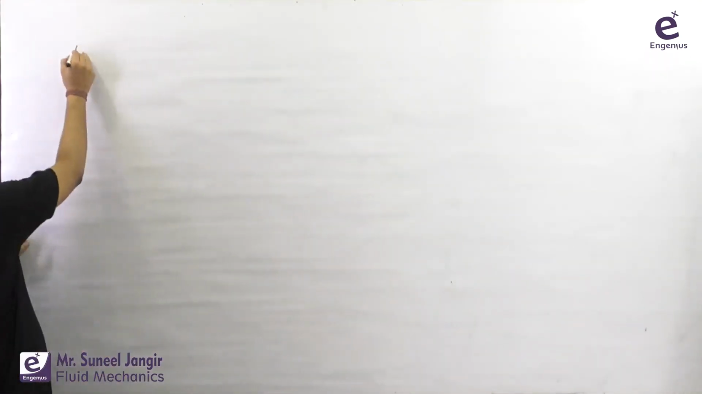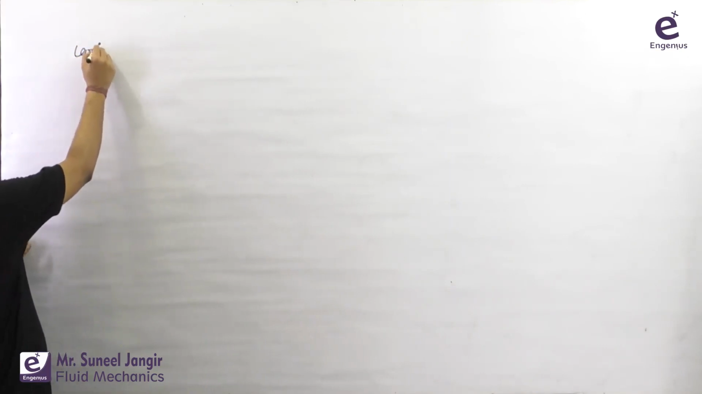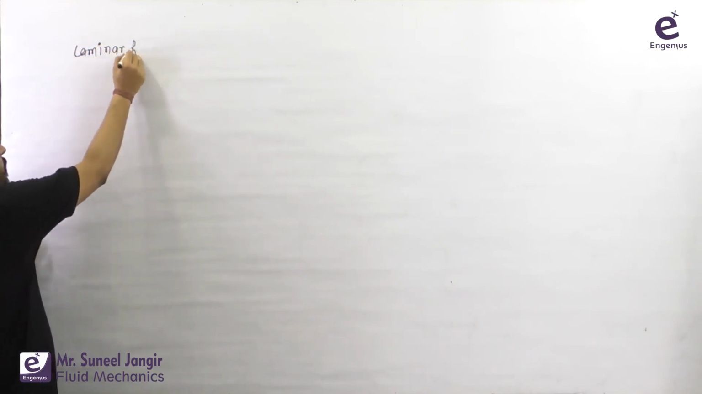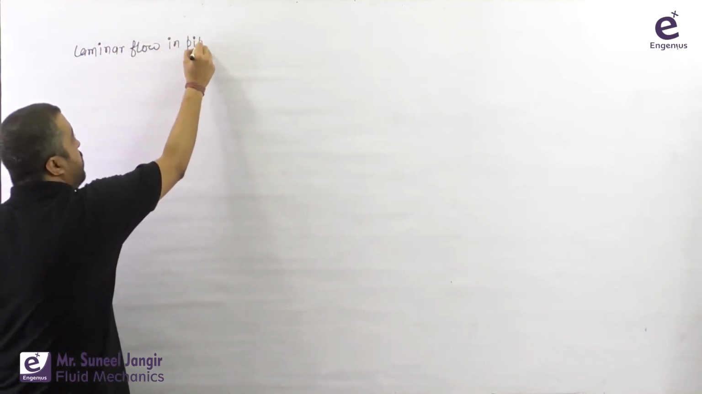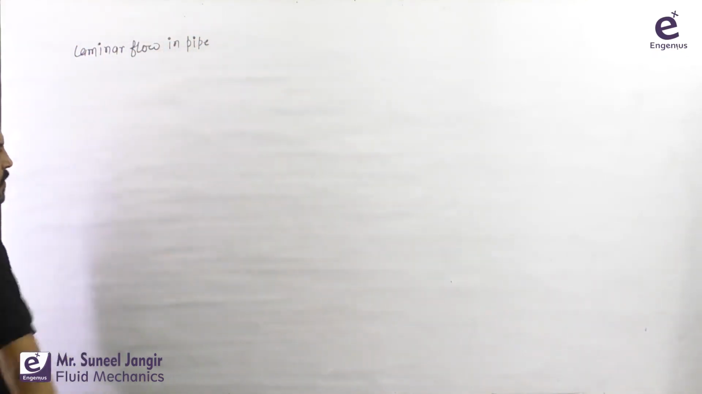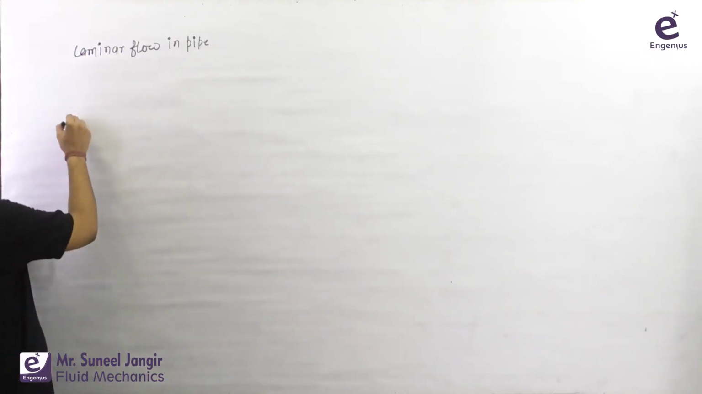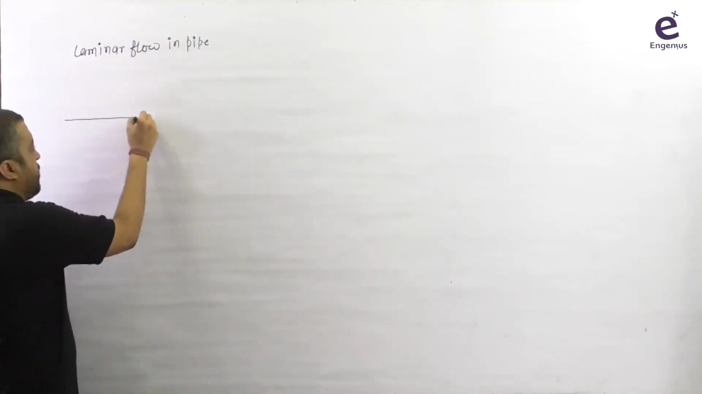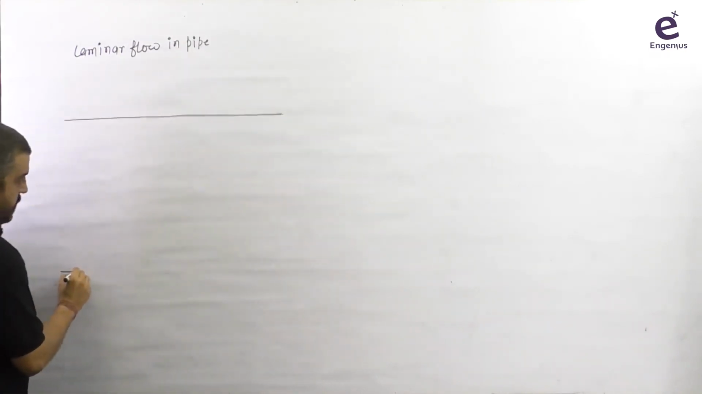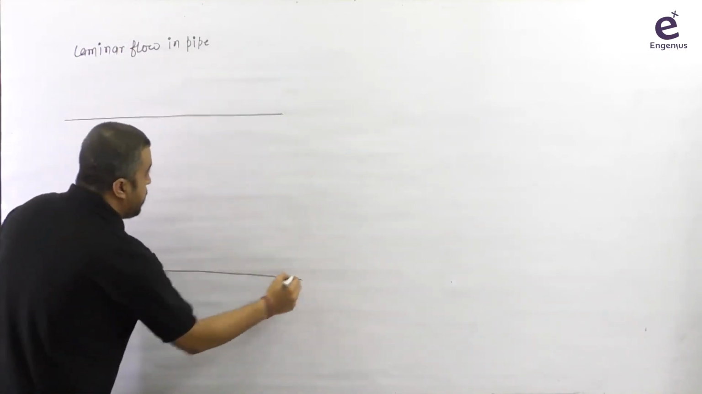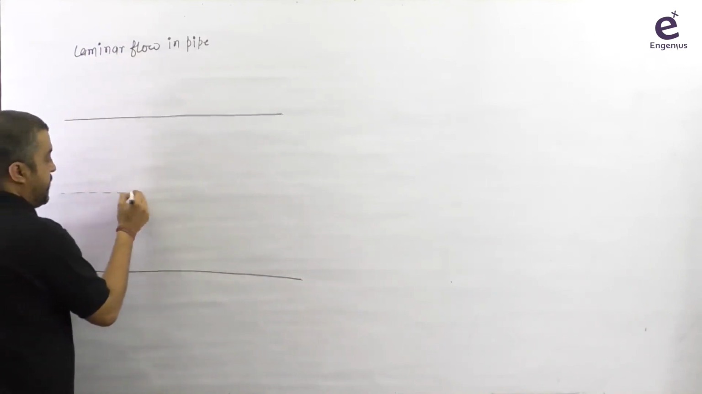So let's suppose first I am talking about laminar. Okay, I am talking about laminar flow in pipe. कि जो pipe में जो flow हो कैसा हमारे पास में laminar flow है. So in this case, let's suppose this is our pipe. Okay, and this is the center line of the pipe.